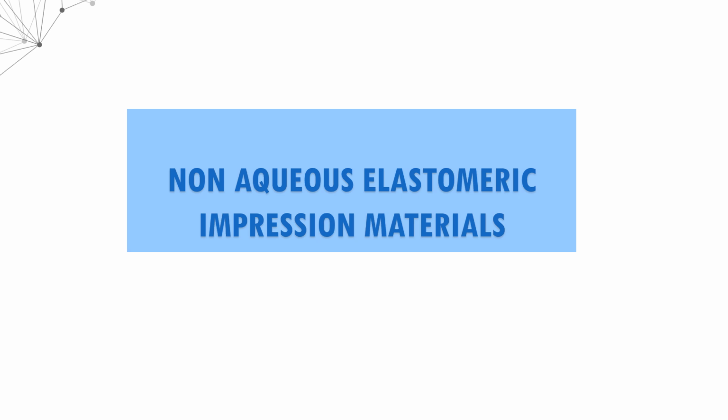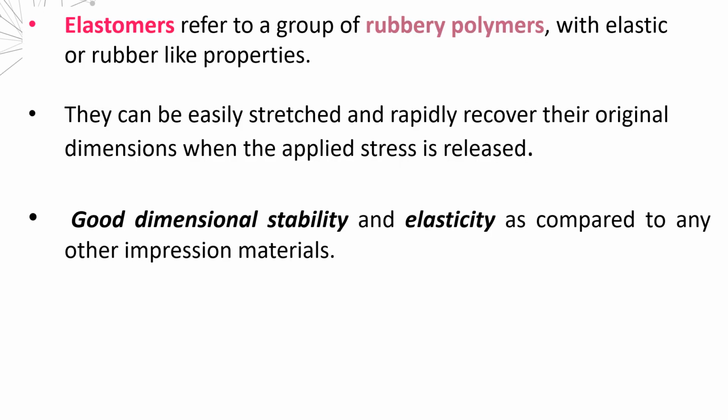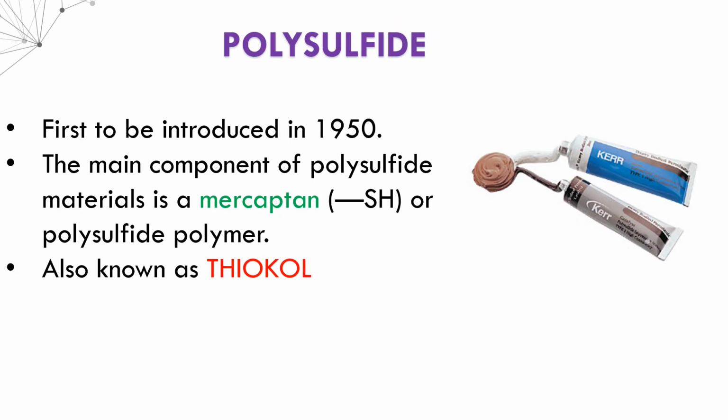The non-aqueous elastomeric impression materials are also available. The elastomers refer to the group of rubbery, polymeric materials with elastic, rubber-like property. They can be easily stretched and rapidly recover their original dimensions when the applied stress is released. They have good dimensional stability and elasticity compared to any other materials. These are the polysulfides, first introduced in 1950. The main component of the polysulfide is mercaptan.